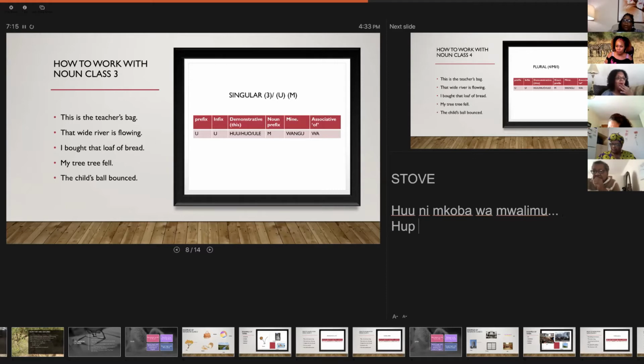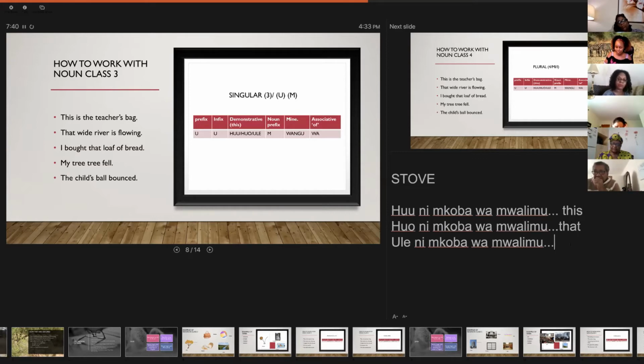Huo ni mkoba wa mwalimu. That is the teacher's bag. And ule ni mkoba wa mwalimu. That over there is the teacher's bag. So that's how we work with demonstratives. This, that, and that over there.